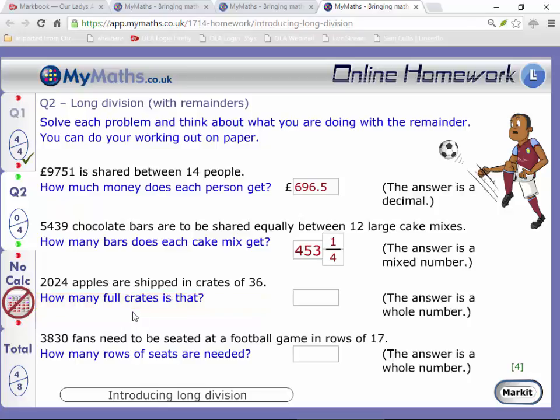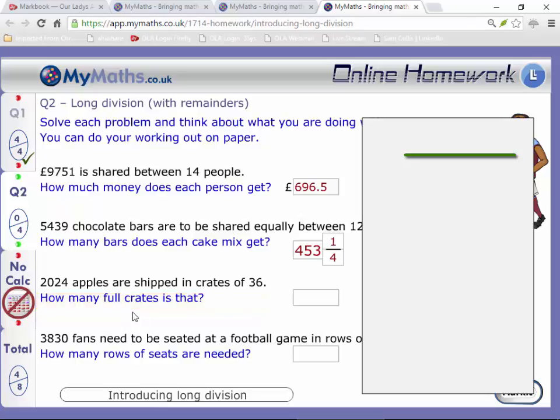So let's put our 2024 up and divide it by 36. Well, clearly 36 won't go into 2. We'll take the next digit, which is a 0. 36 won't go into 20. So we'll take the next digit and make it 202 divided by 36.